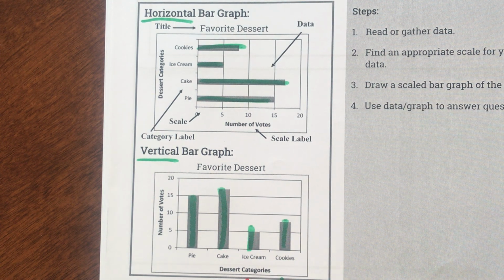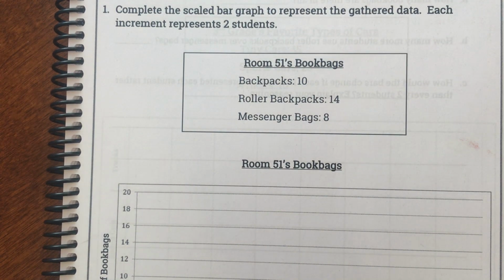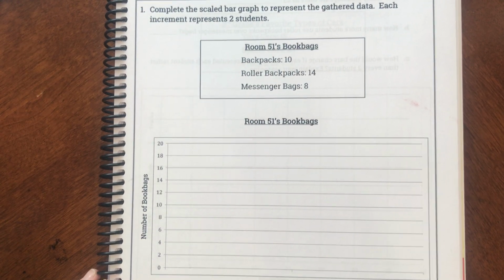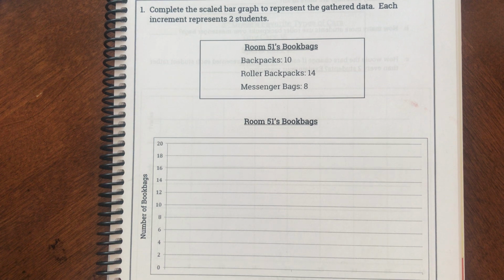Okay, so I'm actually just going to jump right in and get started on my problems. Here is my first problem. And it says, I'm going to zoom out so you can see the whole thing. It says, complete the scale bar graph to represent the gathered data. Each increment represents 2 students.